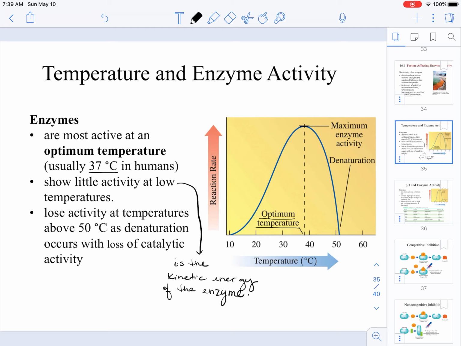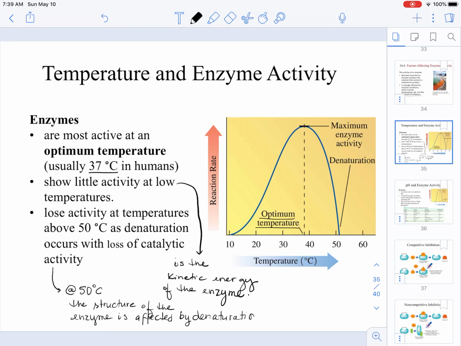Now, if we increase the temperature, even if we increase it all the way to 50 degrees Celsius, what happens is that now we are affecting the structure of the enzyme. So when we get to 50 degrees Celsius, the structure of the enzyme is affected by denaturation.